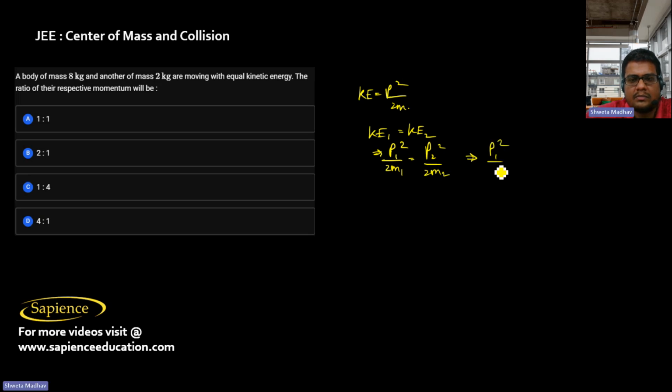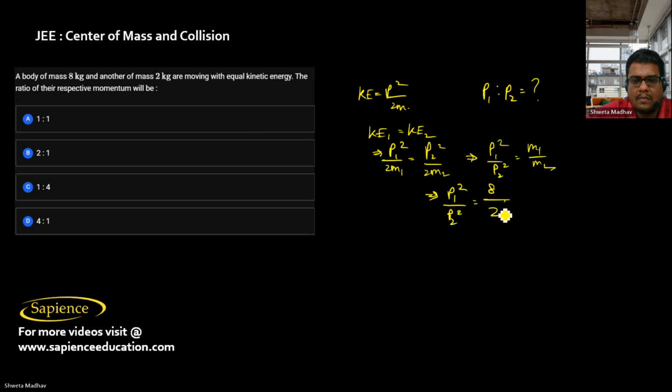Therefore, p1 square by p2 square will be equal to m1 by m2. The ratio of their respective momentum we have to find, means p1 is to p2 has been asked. So p1 square by p2 square will be equal to m1, that is 8 kg, by 2 kg. That is 4 by 1. So therefore p1 by p2 will be equal to 2 by 1. It means p1 is to p2 is 2 is to 1. So option B is the correct answer.